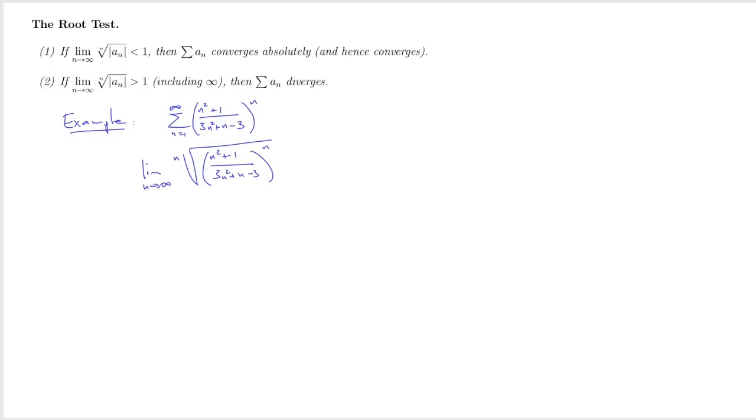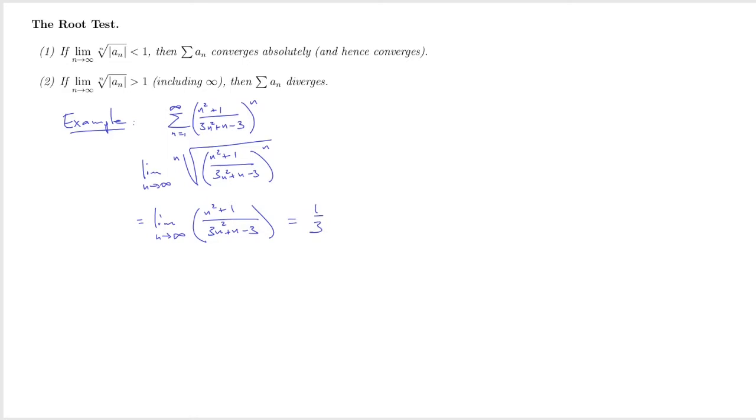Technically, it should be the nth root of the absolute value of the terms of the series, but the series has all positive terms, and so the absolute value of the terms is just the same thing as the terms. If it was an alternating series, the absolute value would be more important. And the beauty is that the nth root of something to the nth power is just that something, and so the nth root and the nth power cancel, and we just get the limit as n goes to infinity of n squared plus 1 over 3n squared plus n minus 3.